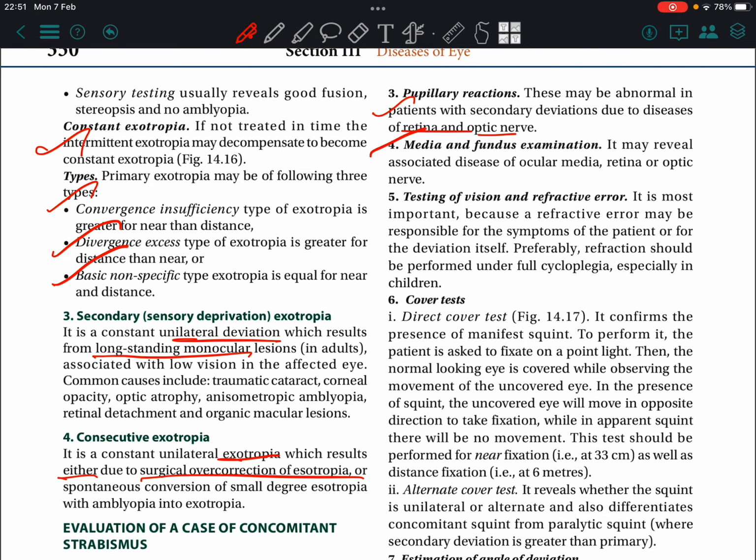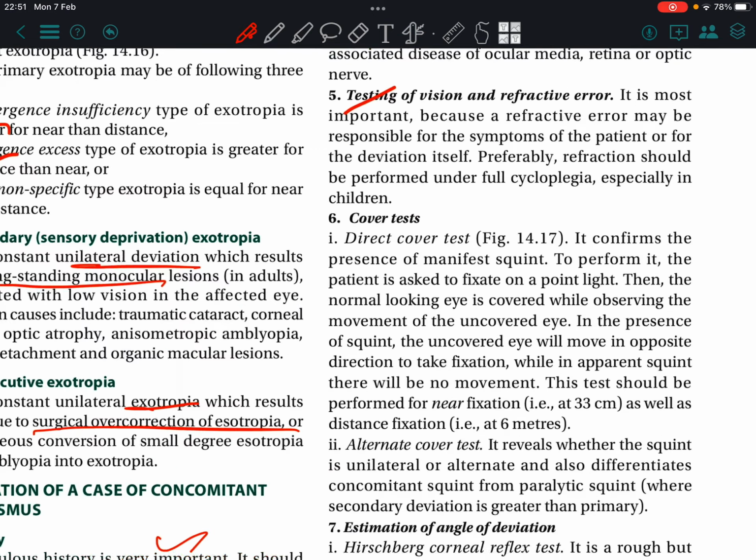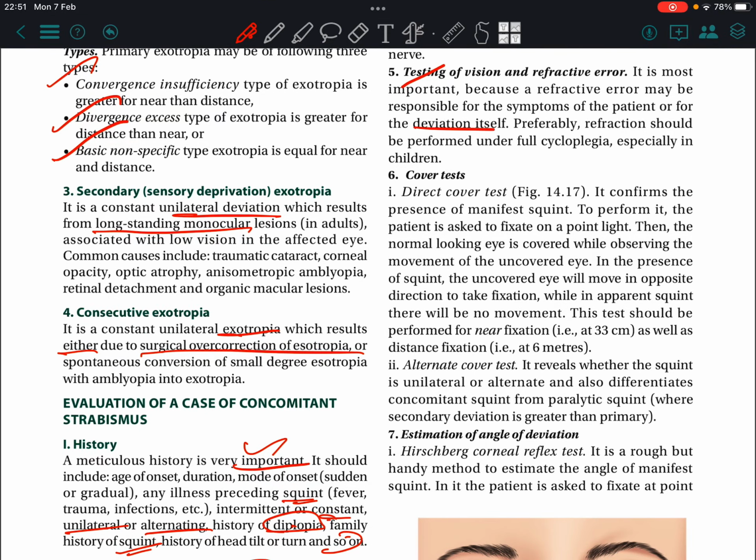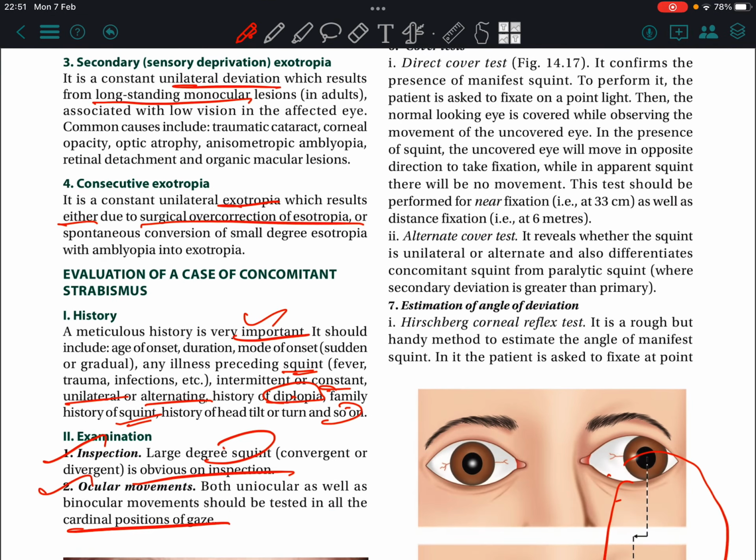Media and fundus examination. Testing of vision and refractive error is most important because the refractive error may be responsible for symptoms of the patient or for the deviation itself. Cover test, direct cover test: it confirms the presence of manifest squint. To perform it, the patient is asked to fixate on a point source of light, then the normal looking eye is covered while observing the movement of the uncovered eye.